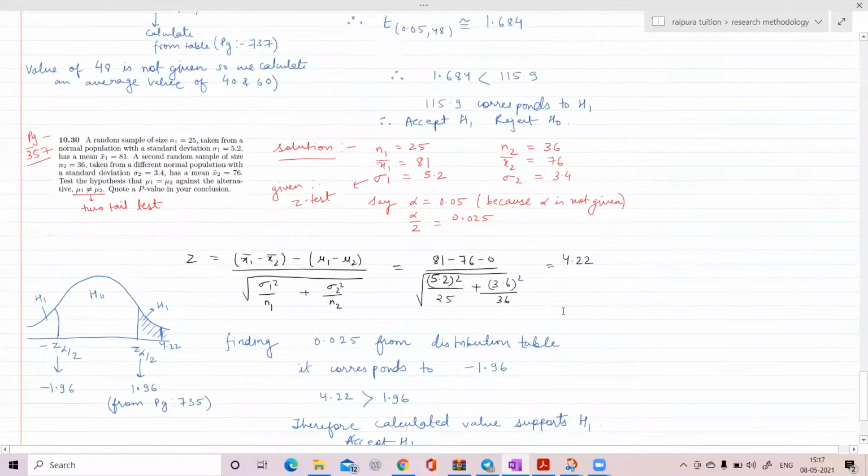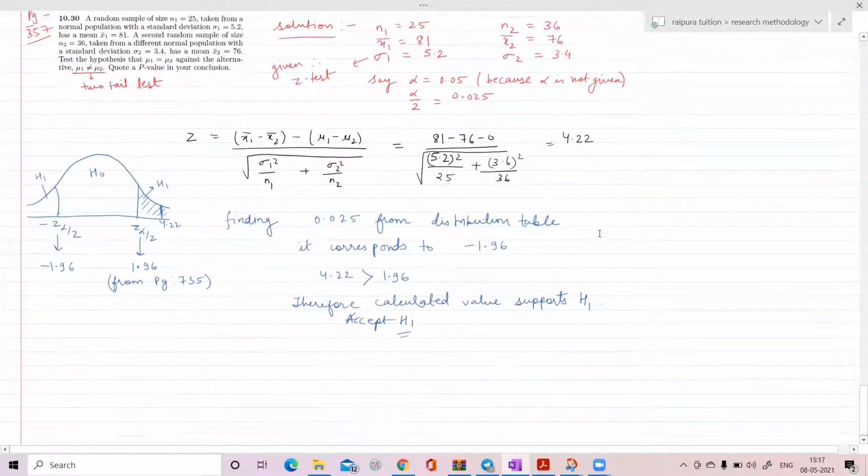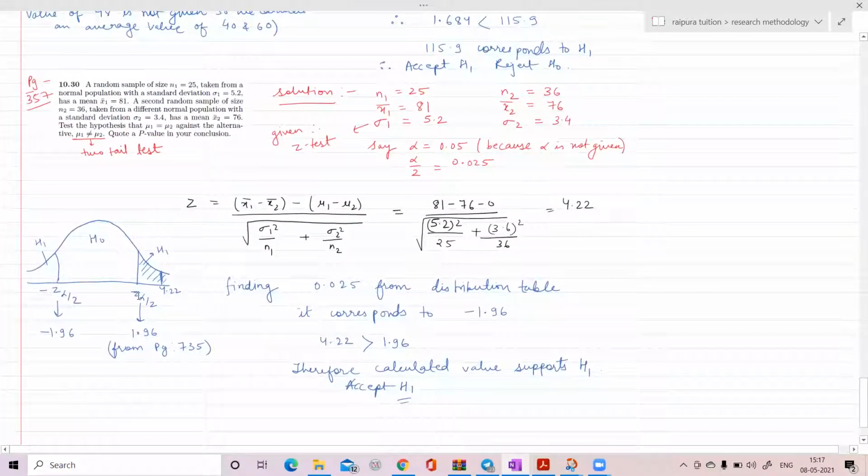And here is one more example, which was on page number 357. For this, we need to proceed with the Z distribution. So we calculated the value of Z, which came to be 4.22. Now for Z alpha by 2, we calculated alpha by 2. Our alpha was 0.05, so alpha by 2 was 0.025.